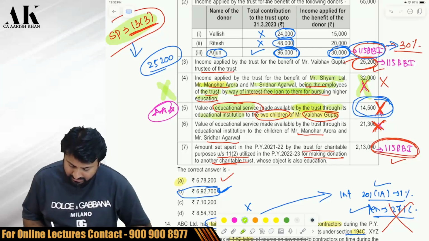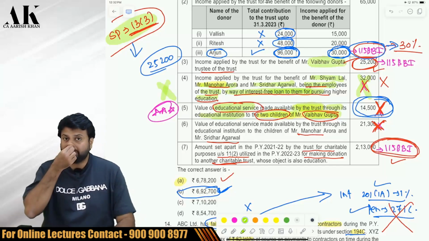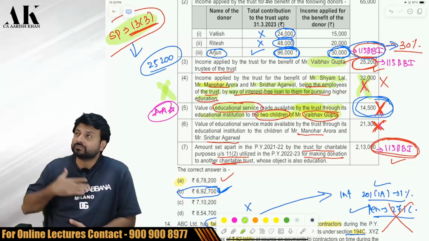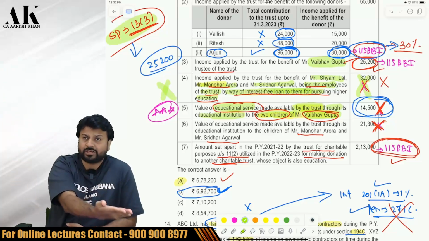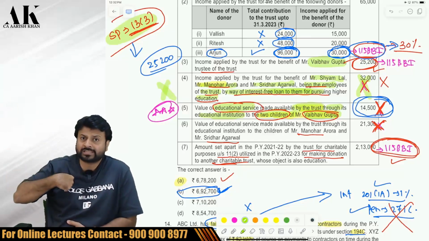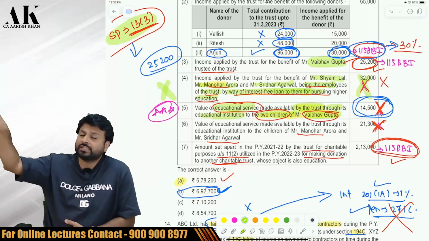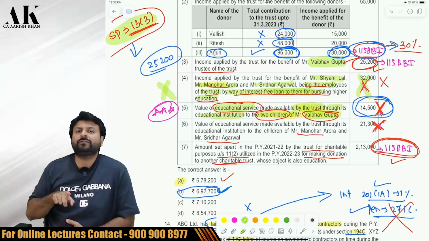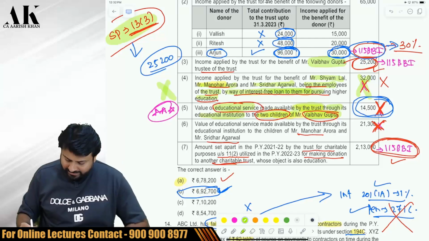Therefore, here suppose the value of educational services made available by the trust through its education institution to children of Mr. Vaibhav Gupta. Who is Mr. Vaibhav Gupta? Suppose I am Vaibhav Gupta, I am the trustee. Generally, trust cannot give any benefit to me or to my relatives, that is my children. That is a violation of law, covered in section 13 subsection 3. But if the trust is an educational institution or a hospital, medical institution, then it is allowed to give the benefit to the trustee also and to the relatives of the trustee also. This is an exception in the law.